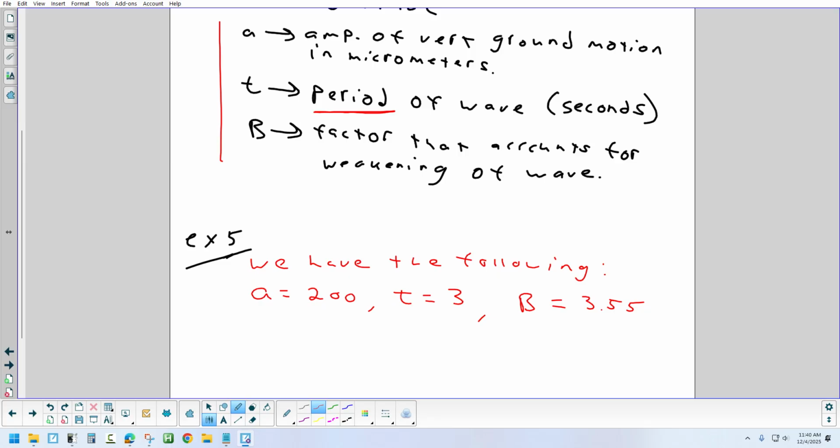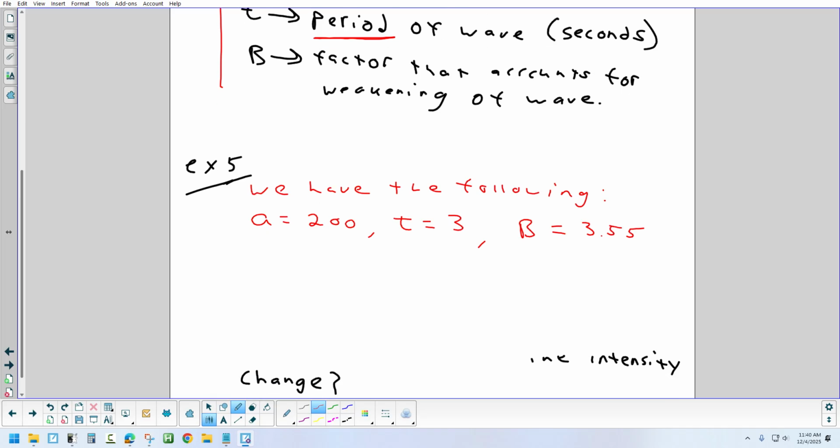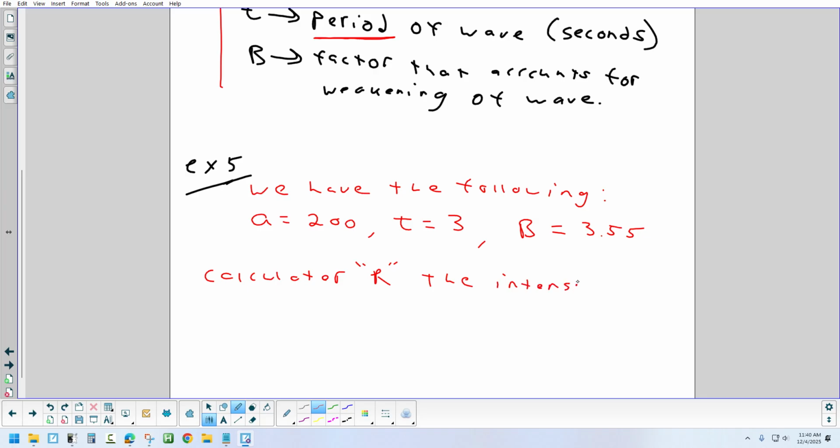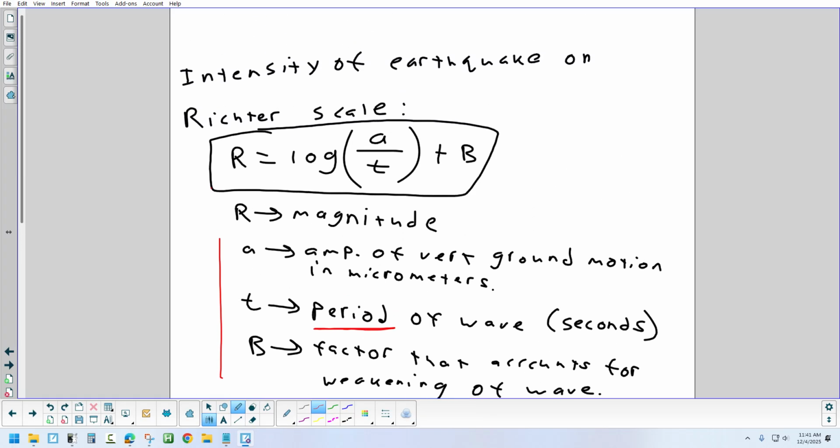The higher that B is, the worse the earthquake is. The lower B is, the less damage the earthquake causes. So you want a low B value. It's kind of a moderate B value, kind of in the middle. All right, so we have the following. I want you to calculate the intensity of the earthquake.